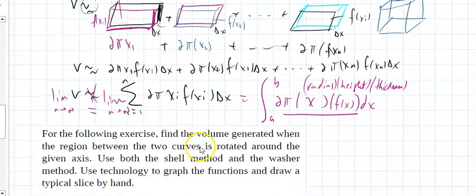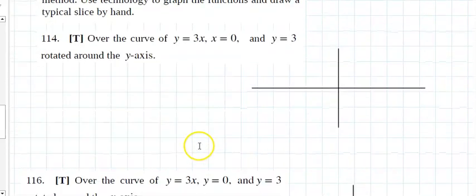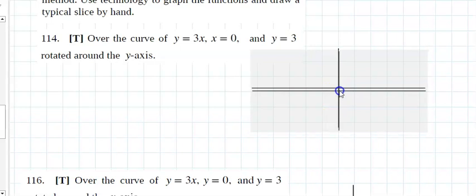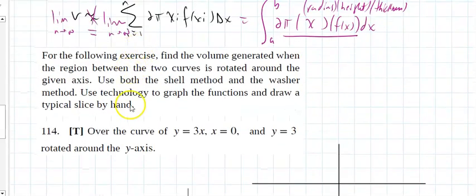Well, let's play with that. Now there's a small thing you have to do on every problem, but for the most part, it turns out to be really simple. So, directions. For the following exercise, find the volume generated when the region between the two curves is rotated about the given axis. Use the shell and the washer method. So they want us to use both the shell and the washer method.